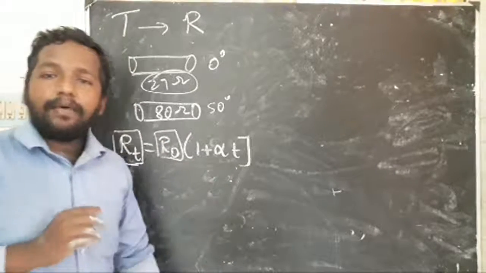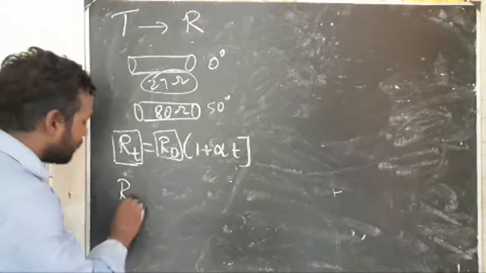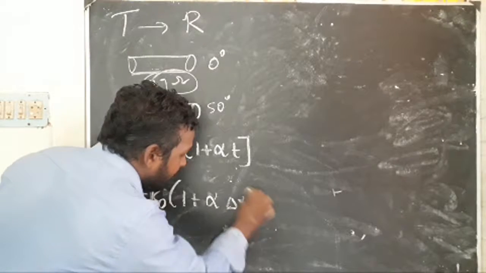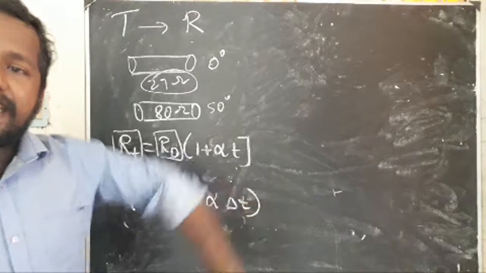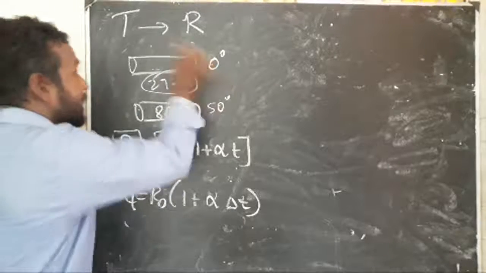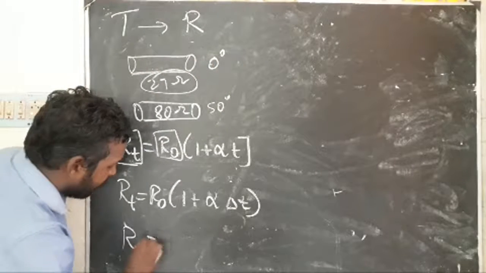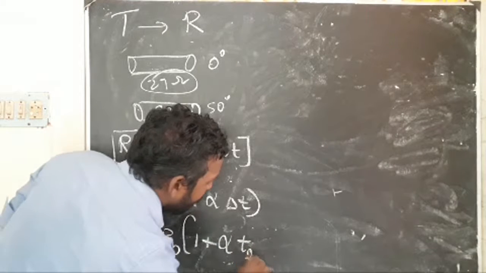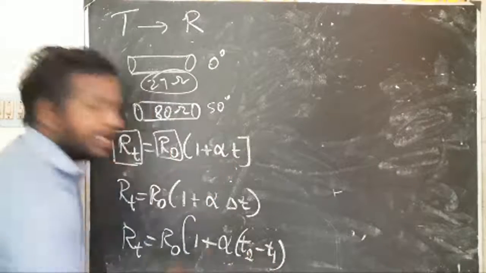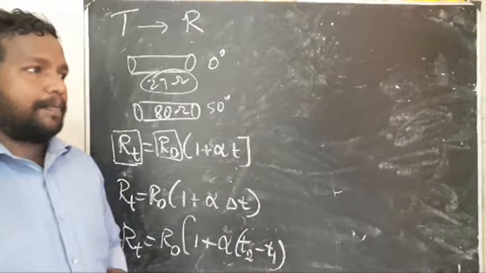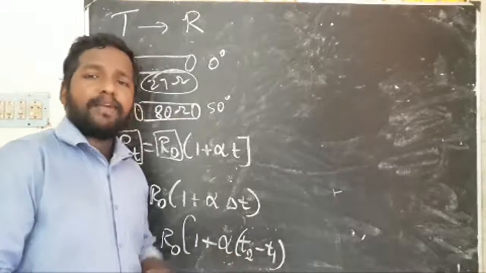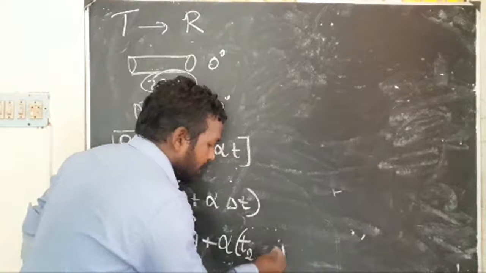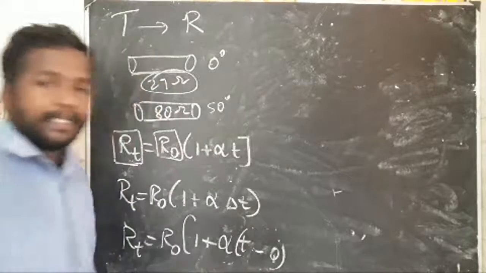What is T? Actually here we can write RT is equal to R naught (1 plus alpha del T); usually we will be writing only this. What is del T now? Final temperature minus initial temperature. When it is related with 0 degrees Celsius, RT is equal to R naught (1 plus alpha (T2 minus T1)). Here T1 is 0, T2 will be T. So it increases from 0 to something, and finally you will get a temperature T. I hope you understand.